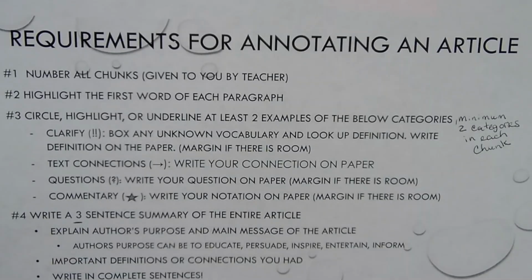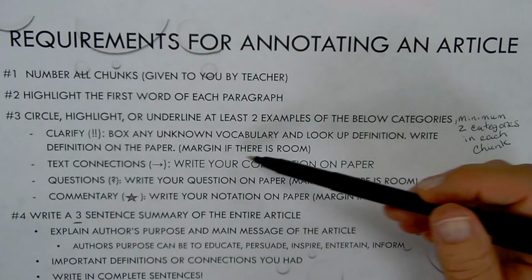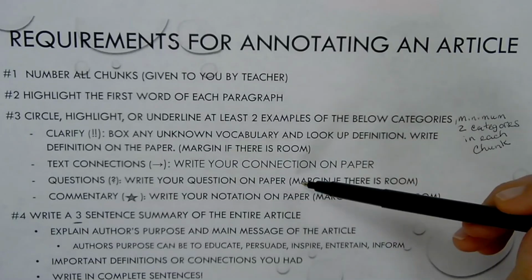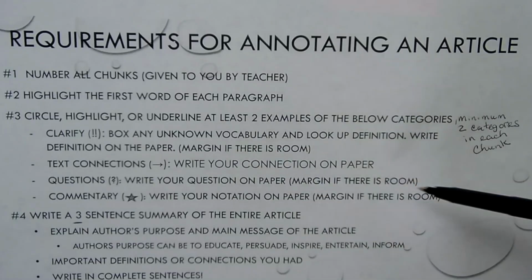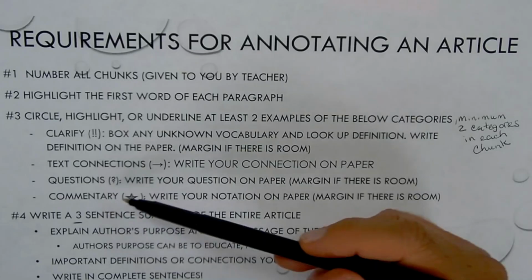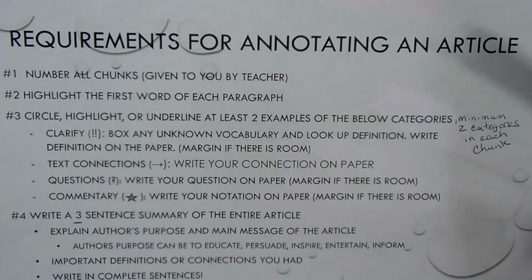Text connections, you'll write an arrow where you'll write your connection on the paper. Questions, you're going to do a question mark. You're going to write your question on paper and then in the margin or if there's room. And then commentary, you'll put a star where you'll write your notation on the paper in the margin if there is room. After you finish that, then you're going to write a 3-sentence summary of the entire article.